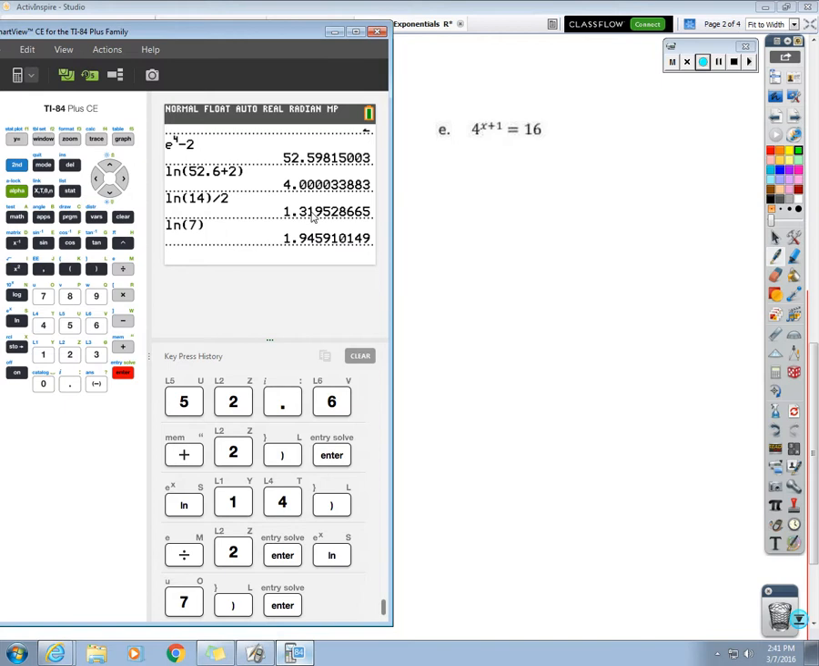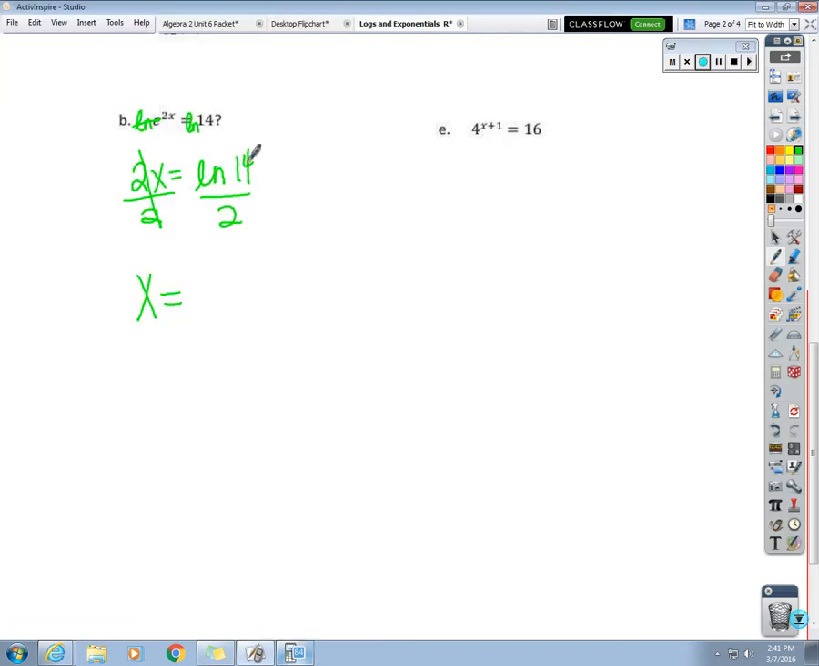And do you get the same thing? No. So you have to close the parenthesis after that 14. And your answer is 1.3. That's where checking would come in handy, because if you typed in 1.9 for the x, it would not be 14. If you plug in 1.3, it would be close to 14.